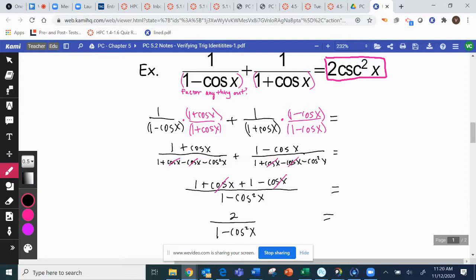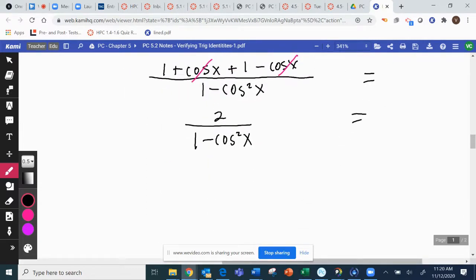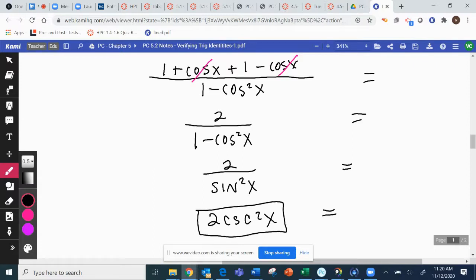Nick? Is it sine squared x from those Pythagorean identities? Yep. Which then we can flip and get 2 cosecant squared x using the reciprocal identity.